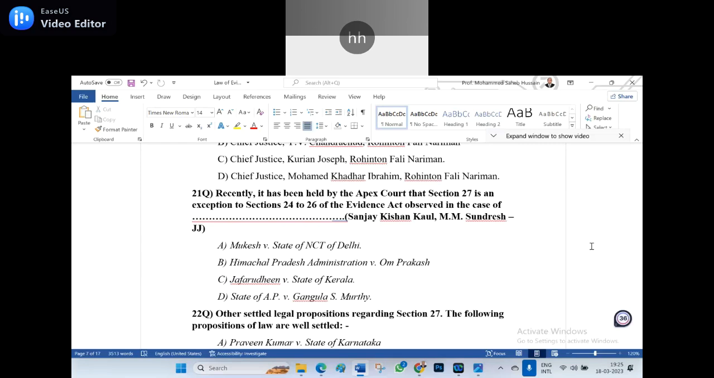I think, why? Because these are judges. And this is the case law. Jafaruddin versus State of Kerala is the case law. The right answer is Jafaruddin versus State of Kerala, the right case law. Is it clear?